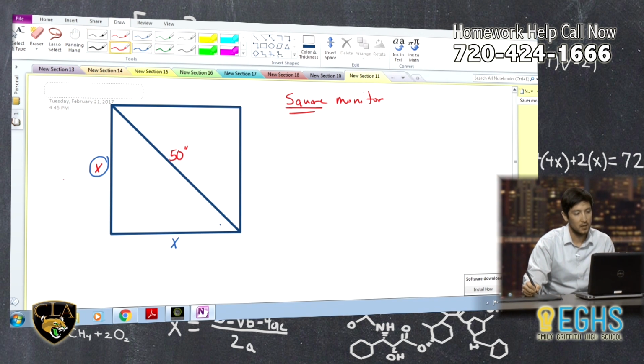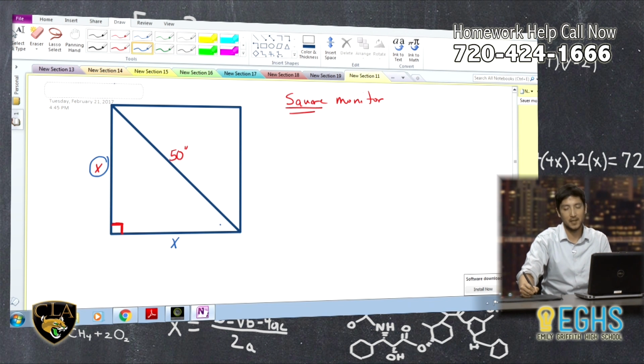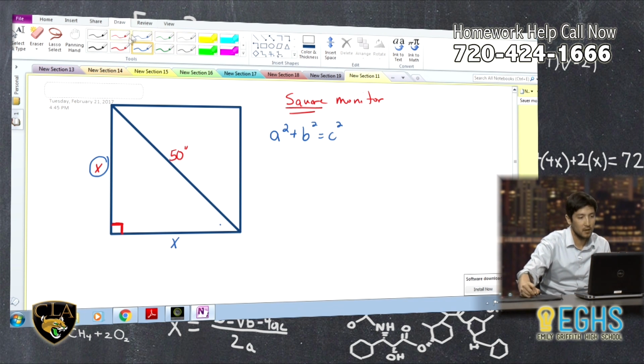If I had two variables here, we'd be doing the Pythagorean theorem and you would have too many variables to solve for in one equation. In this case, we have a square monitor, so we know all the angles in a square are 90 degrees, or right angles. So we're going to use the Pythagorean theorem. Remember, it says that in a right triangle, the legs squared added together equal the hypotenuse squared, or a squared plus b squared is c squared, where it's really important to note that c is always the hypotenuse.